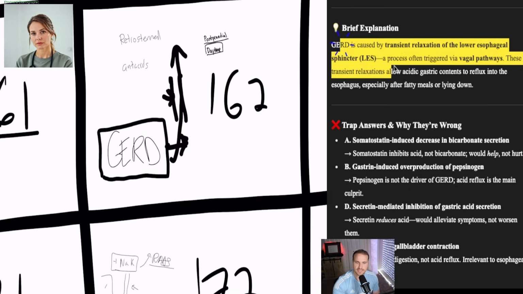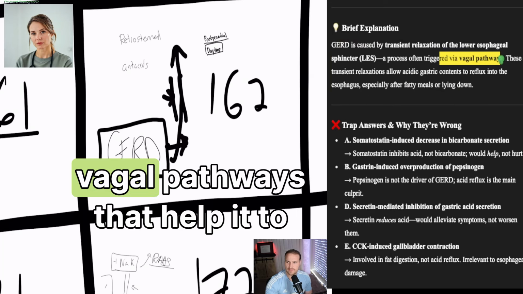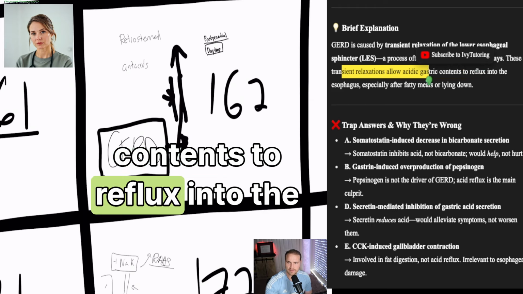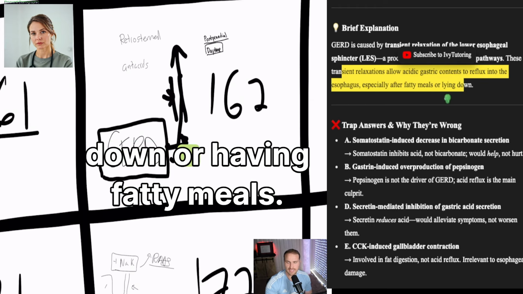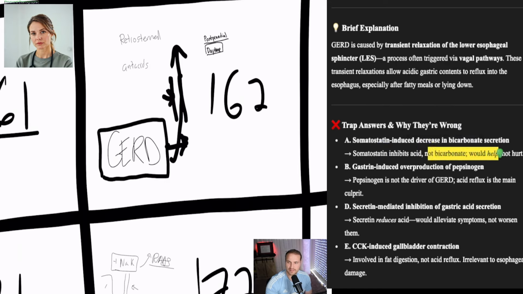All right, so here's the explanation. I've kind of said most of this already, but it's triggered by the vagal pathways that help it to relax to allow the gastric contents to reflux into the esophagus after lying down or having fatty meals. Why is it not somatostatin-induced decrease in bicarb? Well, that inhibits the acid, not bicarbonate, and so it helps, not hurts.